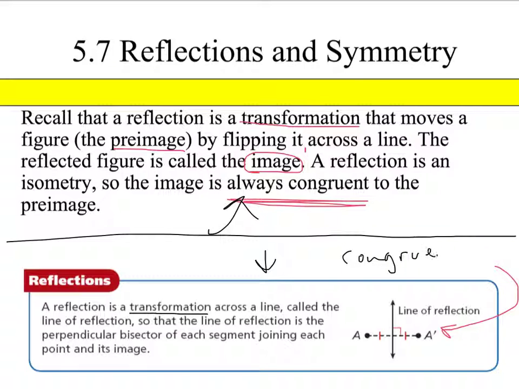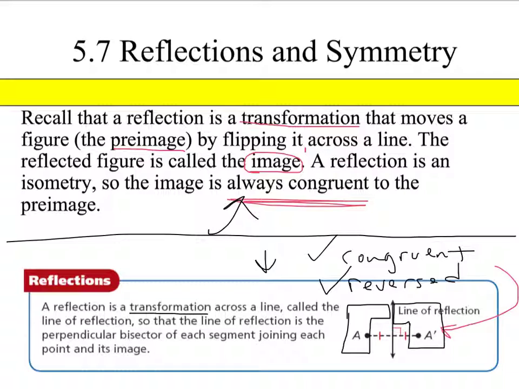If the shape or the point is congruent to the pre-image, you can check off that box. Then you check to see if the image is reversed. When it deals with points, you don't have to really worry about whether the image is reversed or not. But when we talk about a shape like this, you would want a shape like that as your reflection. So is that shape reversed?